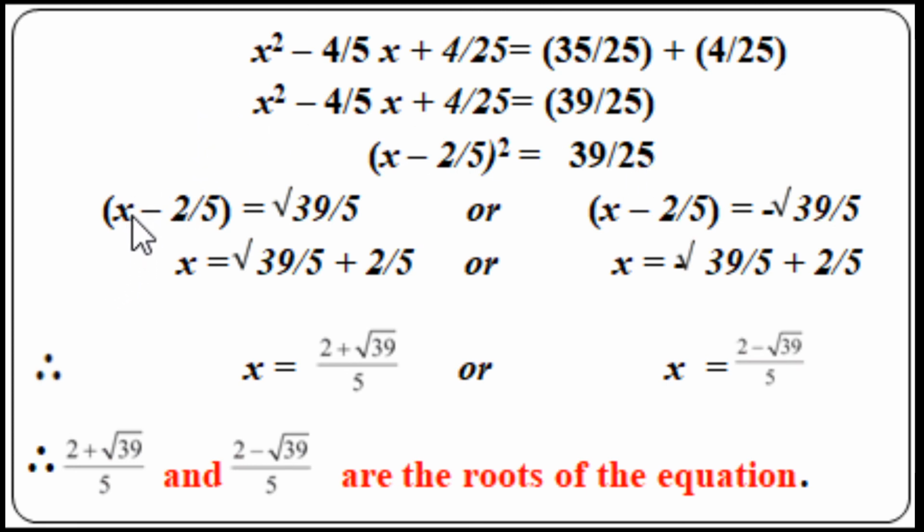By taking square root, we get x minus 2 upon 5 is equal to root 39 upon 5, and here it is negative root 39 upon 5. So by solving this, we get x is equal to 2 plus root 39 upon 5 and x is equal to 2 minus root 39 upon 5. Here only the numerators are interchanged. Here 2 is taken first and then minus root 39 is taken later.